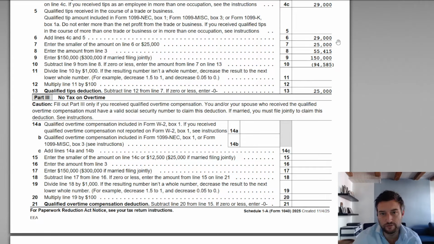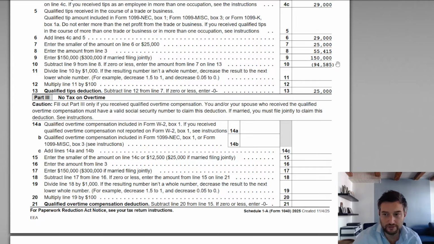Well, in our case, we have a limit here. $29,000 is greater than 25K, so we put the smaller amount, which is $25,000. Then on line 8, we enter the amount from line 3, so that's our modified adjusted gross income. And then we have the modified AGI phase out potentially. Enter $150,000, or $300,000 if this is a married filing joint return. In our case, it's a single filing return, so we enter $150,000.